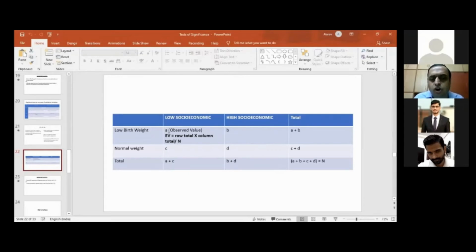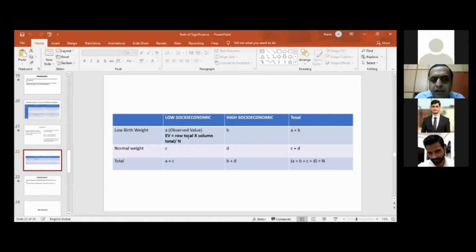And this is called the observed value. This is what the researcher gets. EV is called the expected value, which is to be calculated for each cell. This cell, this cell, this cell, and this cell. And how is it calculated? Row total multiplied by column total divided by the total number of subjects enrolled in the study.